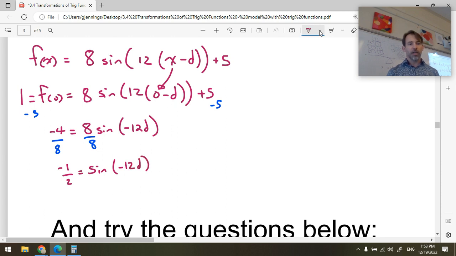Take the inverse sine of both sides. Sine inverse of negative 1 half is negative 30 degrees. Square root 3 over 2? No, no.